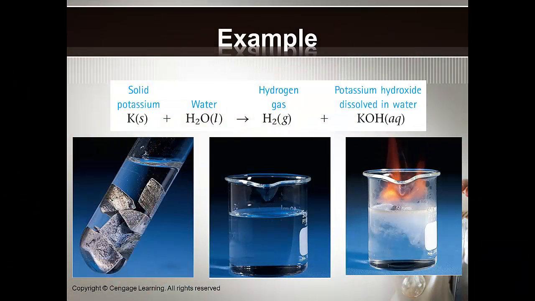So here's an example where we've got some solid potassium and some water to give us hydrogen gas and potassium hydroxide, which has been dissolved in water. And you can see this is an exothermic reaction. It's giving off heat. We can see some flame being produced as well. And you can see in this case, it's a balanced reaction.